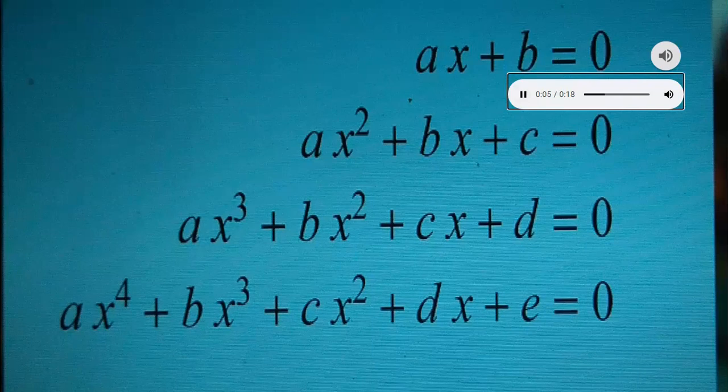Quadratic equations, cubic equations, and even quartic equations. But what about equations of higher degree? Degree 5, 6, 7, and even 8 and beyond.